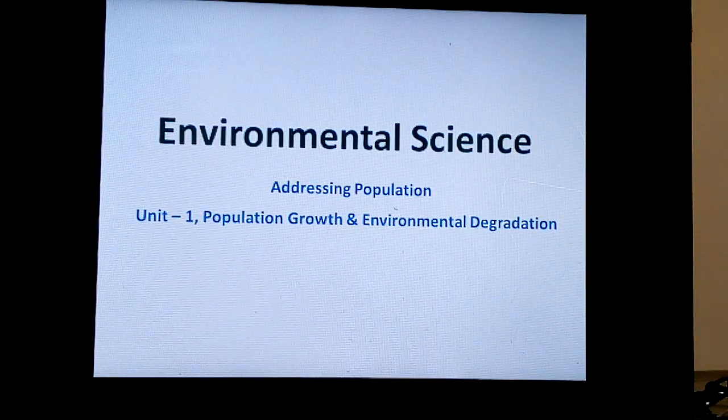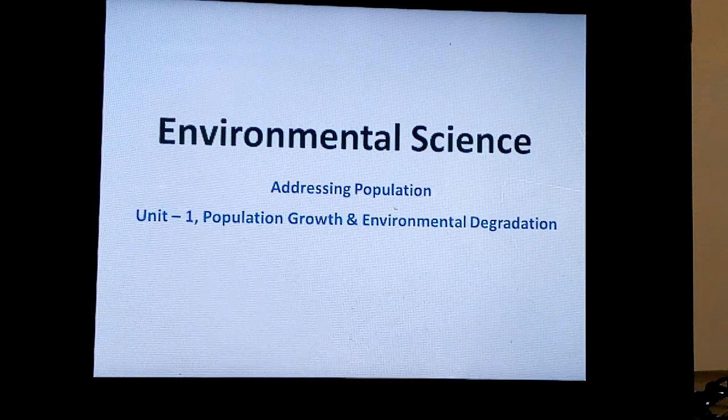Now we are moving on to the second lesson in environmental science, that is addressing population. In that we are going to start with Unit 1, population growth and environmental degradation.